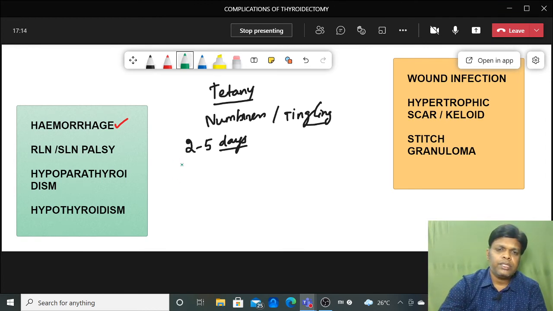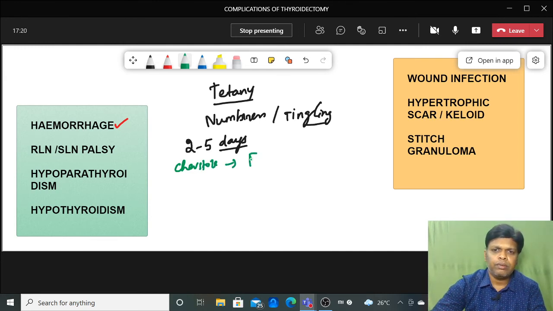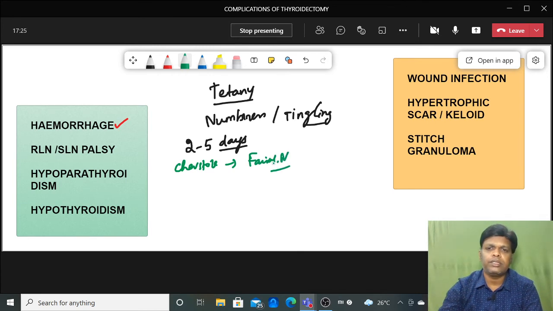Then other manifestations: there is a sign called Chvostek's sign. Chvostek's sign is nothing but tapping over the facial nerve. If you tap over the facial nerve, there will be numbness and tingling sensation. That is called Chvostek's sign.